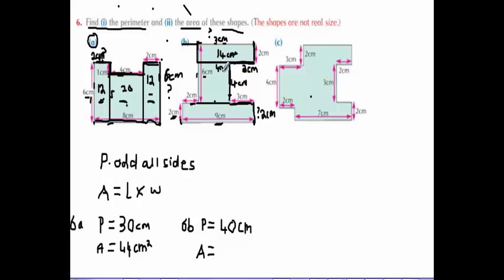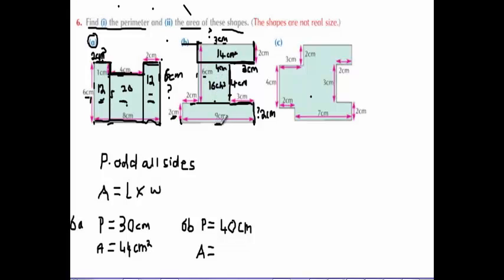Now we've found the value of our two lines. It's 4 centimeters here and 4 centimeters there. So we know that this is now a square. 4 multiplied by 4, it's 4, 8, 12, 16. So it's 16 centimeters squared. Just pop that in, 16 centimeters squared. And that is the area of the square here.